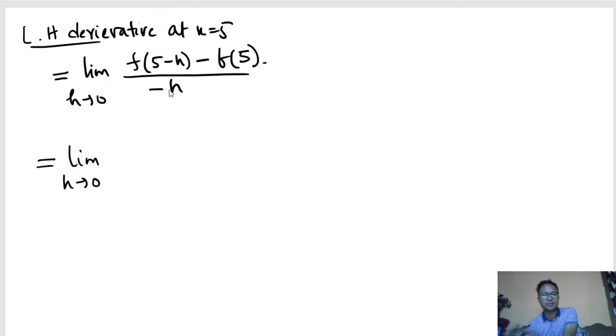Continuity, the plus minus concept. Right hand limit, left hand limit. But for the left derivative, we take limit h tends to 0, minus of h, 5 minus h side.